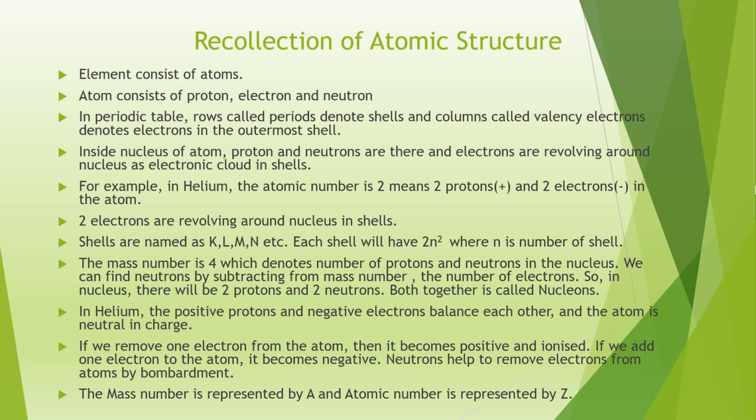Atomic numbers are given serially for elements. It is represented by capital A. Atomic mass is also given with decimal point accuracy in the periodic table. Atomic mass is represented by capital Z. Rows denote shells, and columns denote valence electrons in the outer orbit in the periodic table.